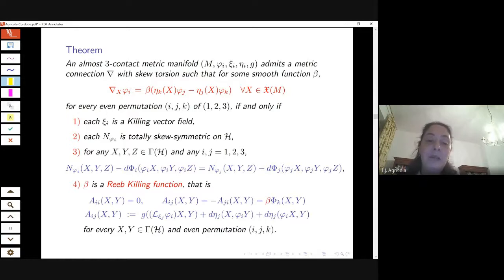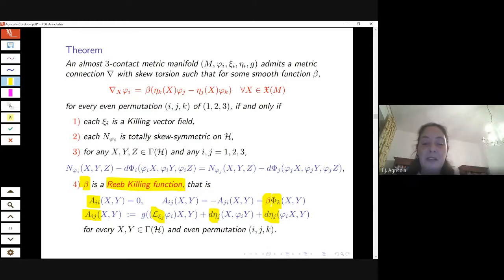And this beta is what we call a Reeb Killing function, meaning that you construct a certain tensor I_ij, which contains Lie derivatives and other stuff. And again, you get these tensors for all combinations of indices. On the diagonal, this is 0. And it's antisymmetric, I_ij is minus I_ji. And it's basically all given by phi k up to a constant beta.